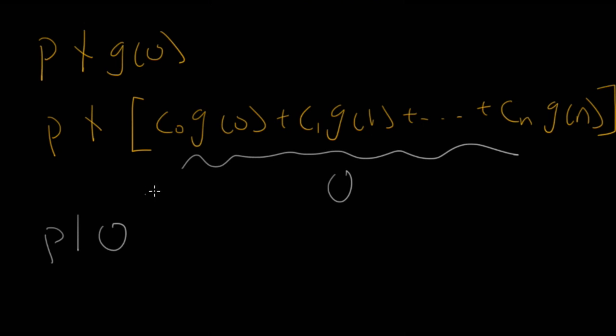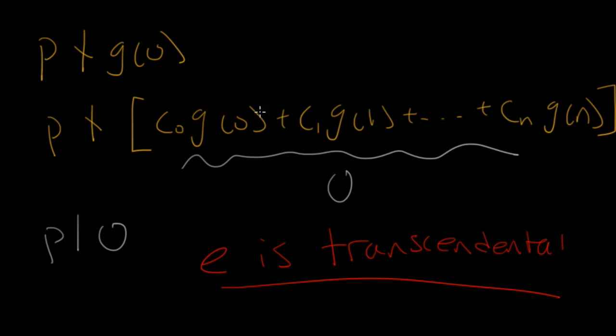So we've reached a contradiction. If this is approaching 0 and p doesn't divide it, that doesn't make any sense. So therefore, our initial assumption that e was algebraic was wrong, because that's what led to this contradiction. So therefore, we can conclude that e is transcendental. And we're done.